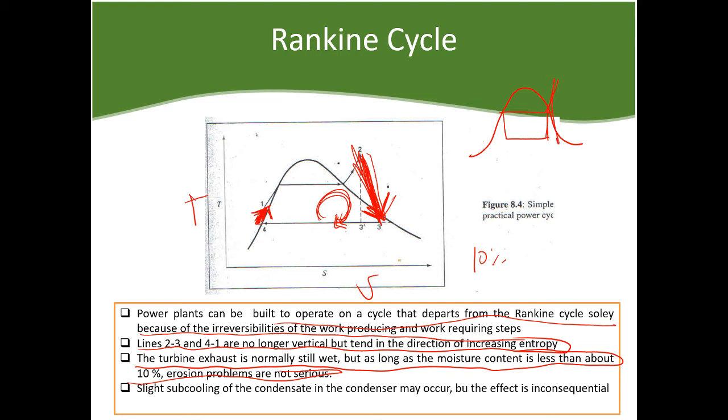nag-superheat, ayan, lumapit siya sa saturated vapor curve. Pag mas malapit ka sa saturated vapor curve, ibig sabihin, mas konti yung moisture mo, mas madami yung vapor mo, diba? So, ibig sabihin, mas advantageous tong sa Rankine cycle na in such a way na pag-expand ng gas sa turbine, konti pa rin yung moisture niya compared to Carnot cycle.